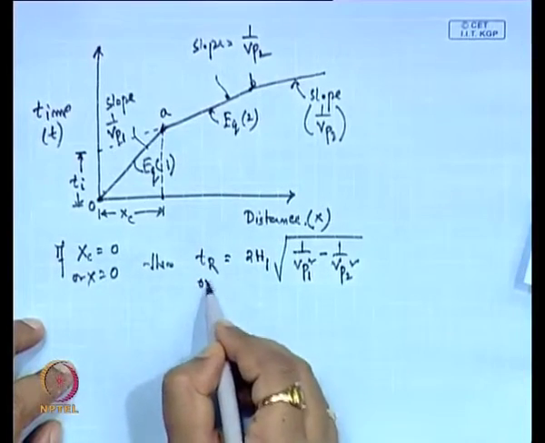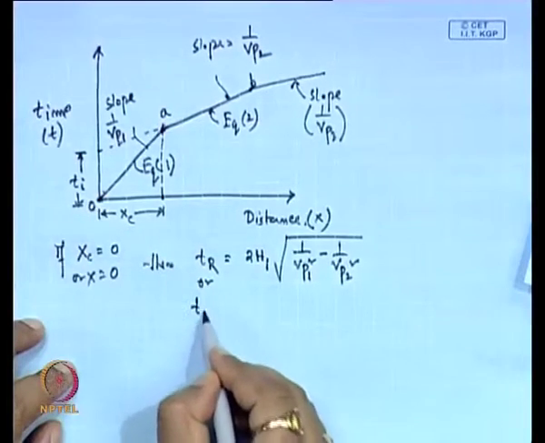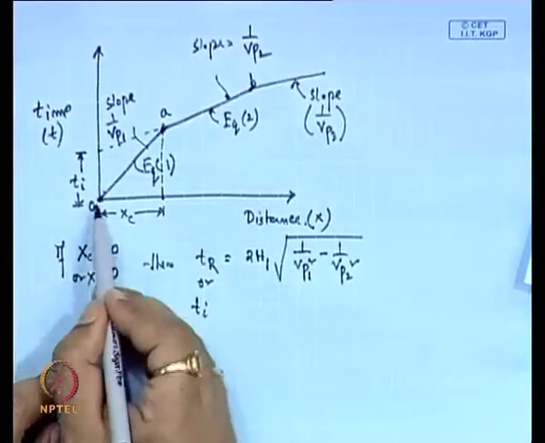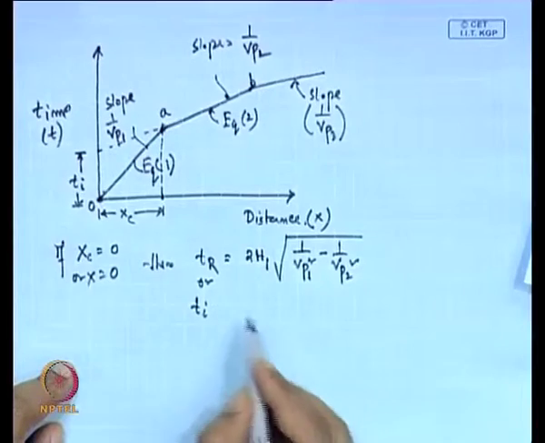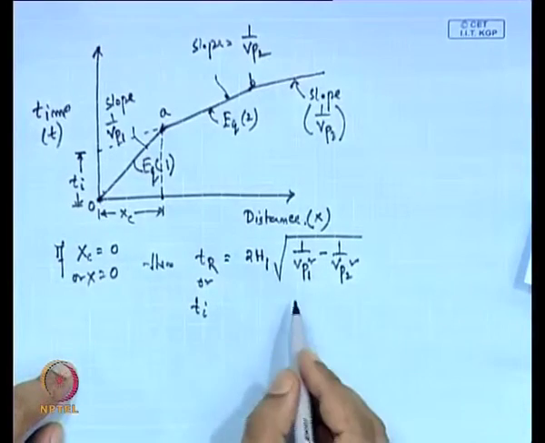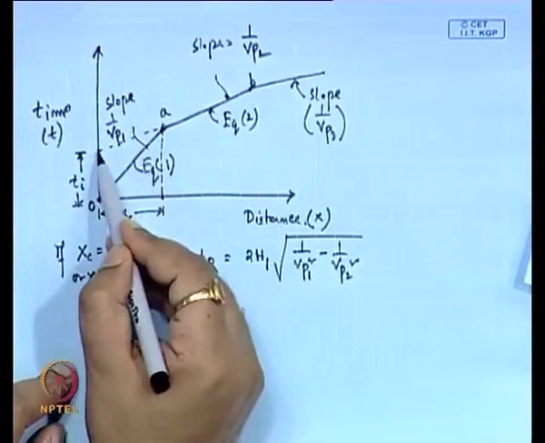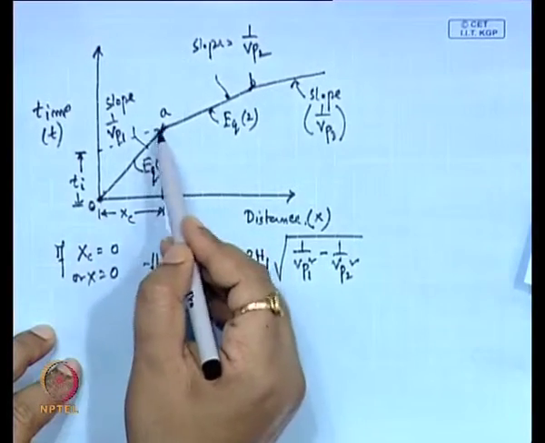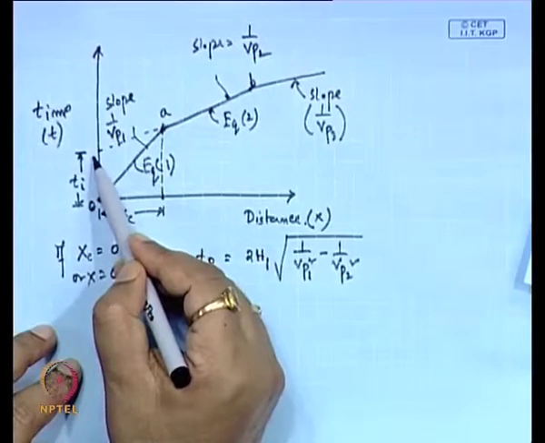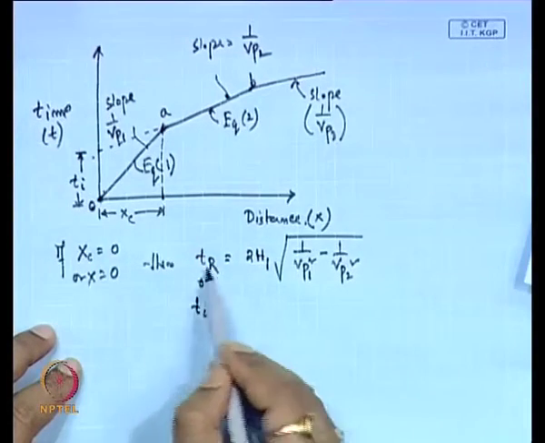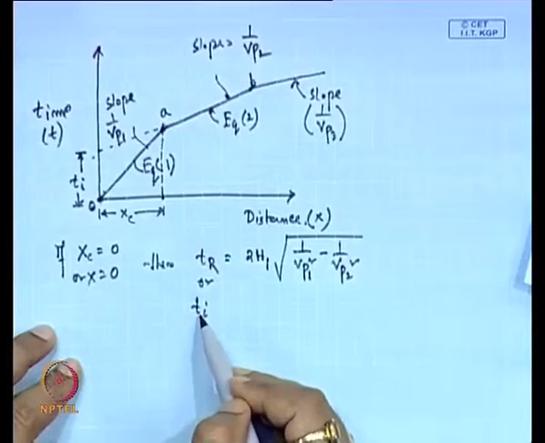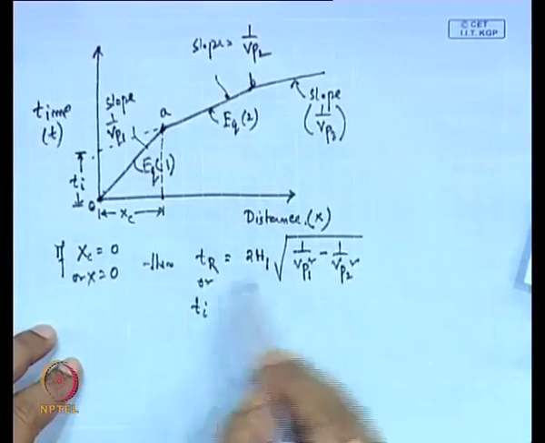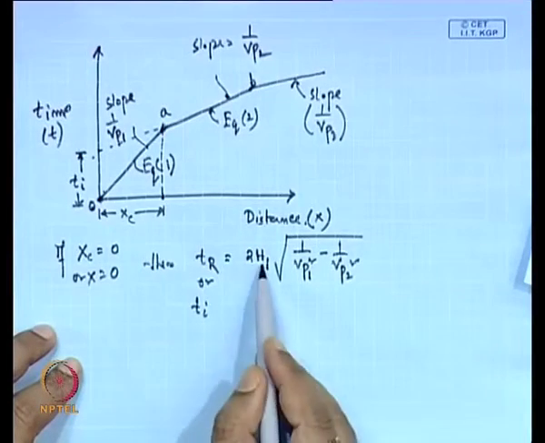Or here we can write T r in terms of T i. T i is the time where x is equal to 0. So we will get this value. Now, from this graph we can determine the value of T i. If we extend this graph in this direction, we will get the T i value. Now, if we put this T i value here, and we know the velocity of each layer from the slope, then we can easily determine the thickness of the first layer.